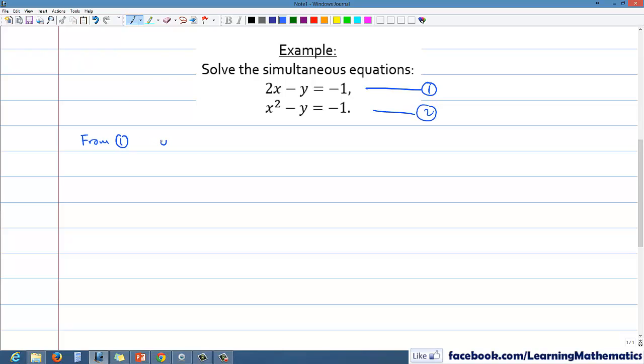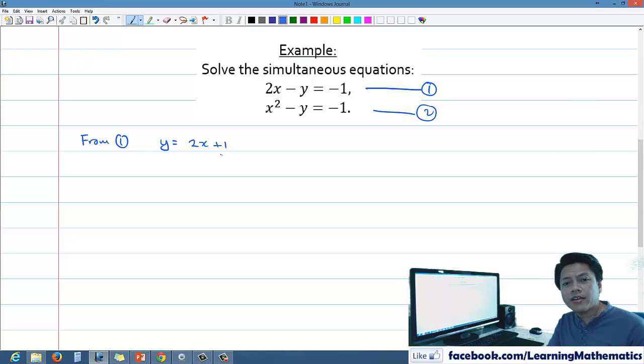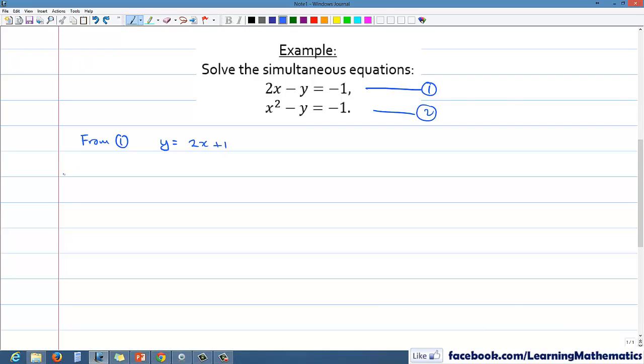From 1, I know that y is equal to 2x plus 1. I choose equation 1 and find y in terms of x. I could have also chosen equation 2 and done the same, trying to find y in terms of x, but I didn't. Why did I choose equation 1? Because equation 1 is much simpler. Substitute into equation 2, then it will give x squared minus y, where y is now 2x plus 1, equal to minus 1.